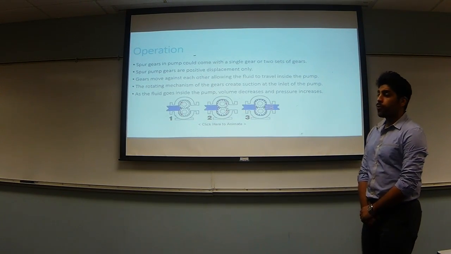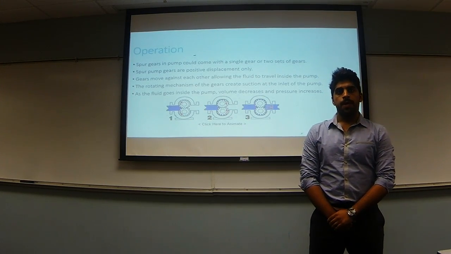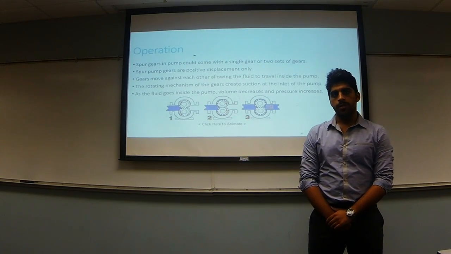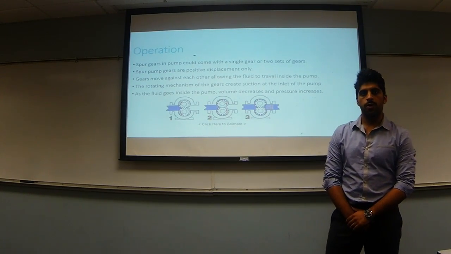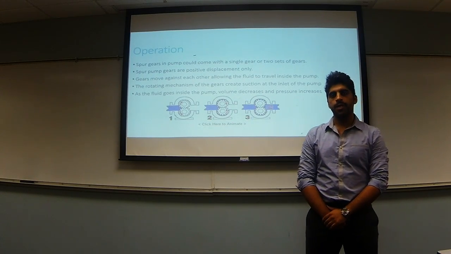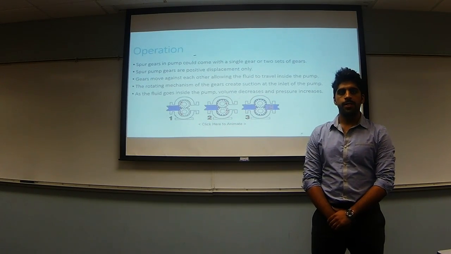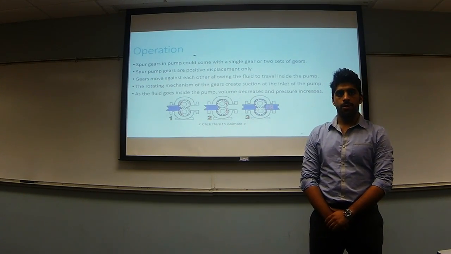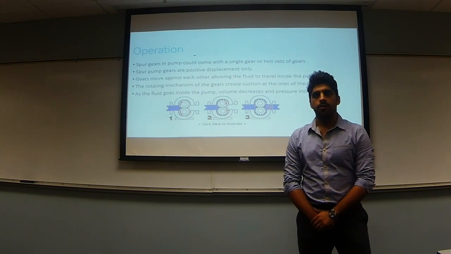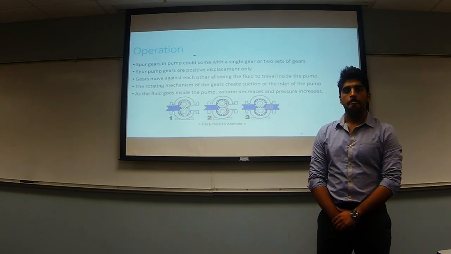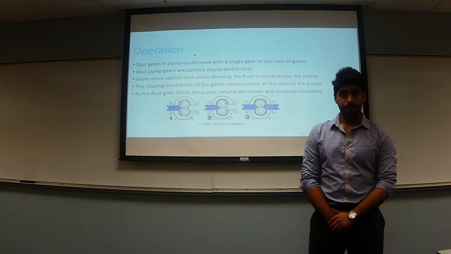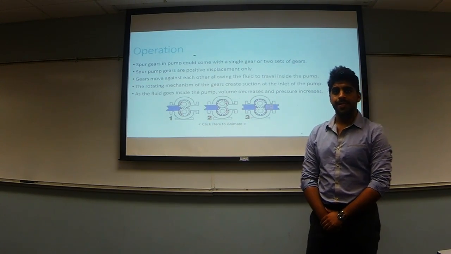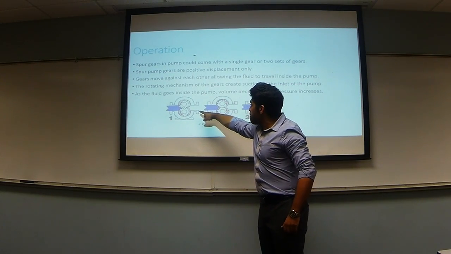Operation. Spur gears in a pump can come as a single or 2 sets of gears. In case a pump contains double spur gears, one of the gears is the driving gear, where it's rotated by a shaft that's connected to a motor, and the other gear is the driven gear, which is rotated by the driving gear. Spur gears are positive displacement only, which means they move against each other, allowing the fluids to travel inside the pump, as we can see in this figure here.